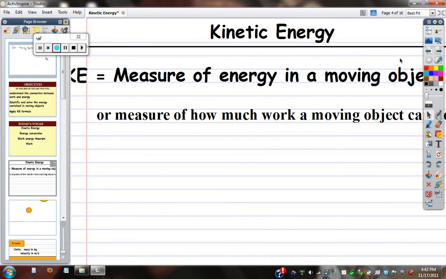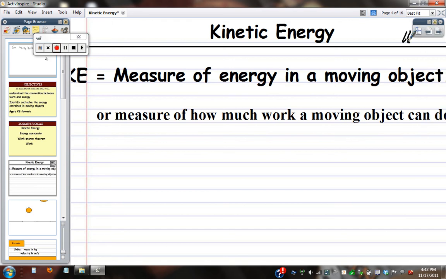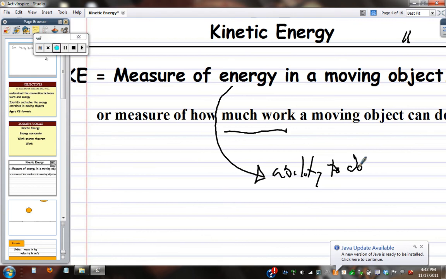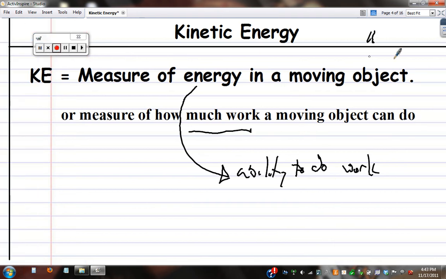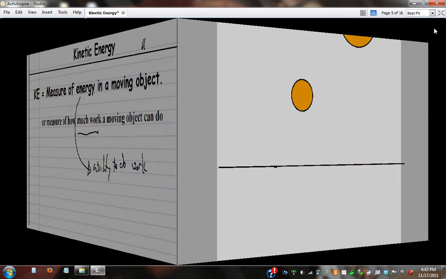Okay, in general, here's your definitions. Page 11, if you're doing this for the first time. Kinetic energy is a measure of energy in a moving object. It measures how much work a moving object can do, because remember, energy means ability to do work. So how much work can a moving object do? That's kinetic energy. And I don't really need you to sit through my physics lesson for you to know the faster an object's moving, the more work it can do. We already know that right away. It's one of the reasons I like this topic.